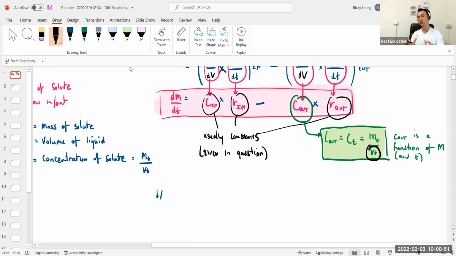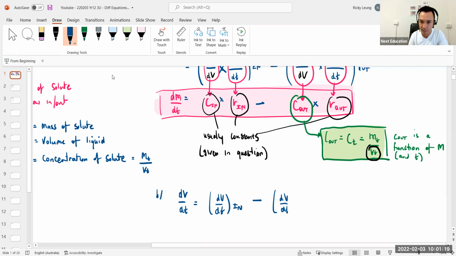Because if V was constant, life is easy. The concentration out is strictly a function of m. The differential equation is very easy to integrate. However, it's not always the case. So check this out. Once again, we know, strictly speaking, dV dt would equal dV dt in, and this is the flow, minus dV dt out.